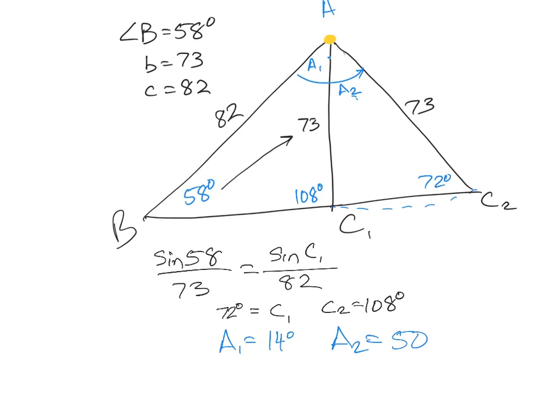Which ones did you use to get 50 again? Since I know this big triangle here, this is 58 and this is 72. So this angle right here must be 180 minus both of those, because there are 180 degrees in it.